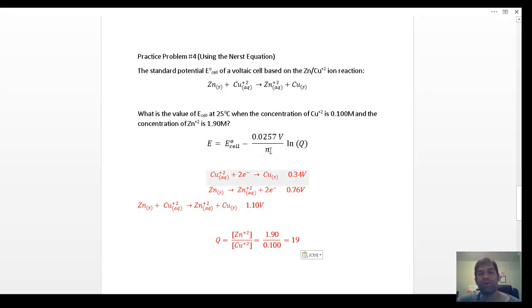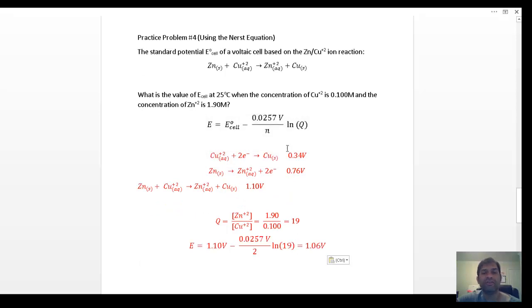Ecell is 1.10 volts. N is a 2 electron transfer reaction. So utilizing the Nernst equation, I'm getting a value of about 1.06 volts. It's spontaneous even under non-standard state conditions. So let's look at practice problem number 5.